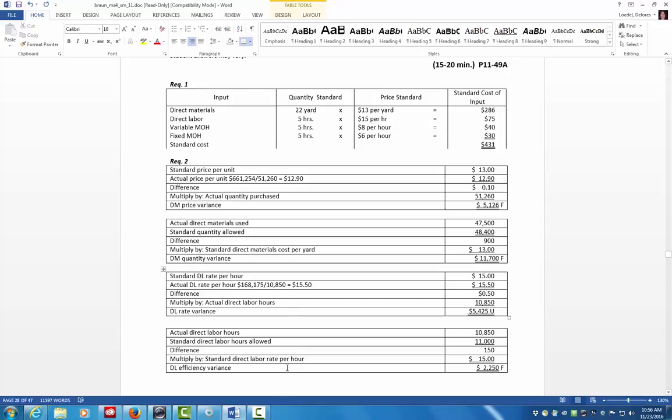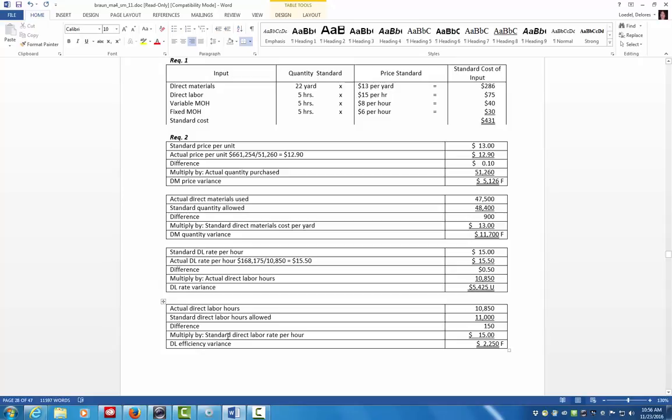Finally, our actual direct labor hours, looking at that compared to our standard to get our efficiency variance. Okay, we have our hours here, the 10,850 again was our actual. Our standard being allowed of 11,000, again, that was given, to come up with our difference of 150. Again, we're below our standard, so we're going to have a favorable variance. Multiply it by your standard direct labor rate per hour to get your efficiency variance of 2,250.